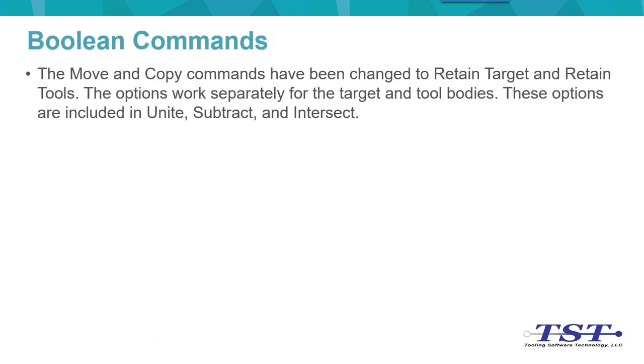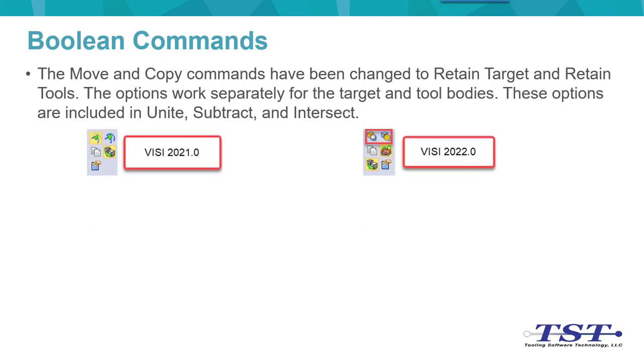Within the Boolean commands, the move and copy options have actually been renamed to retain target and retain tool bodies. These options work separately from each other using the target or the tool bodies, and these options are included with unite, subtract, and intersect. So you can see the difference between 2021 and 2022.